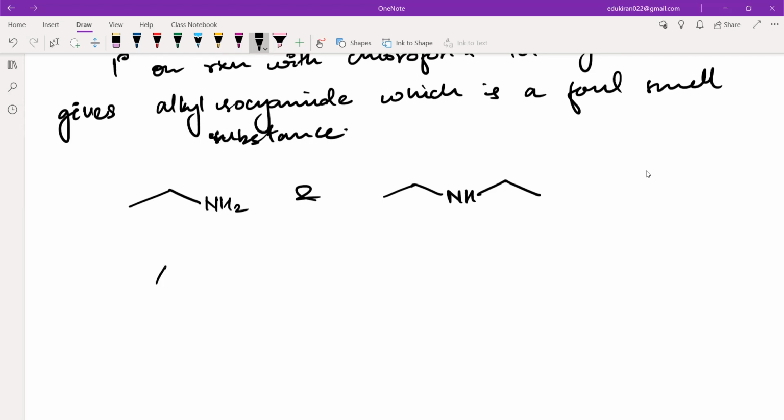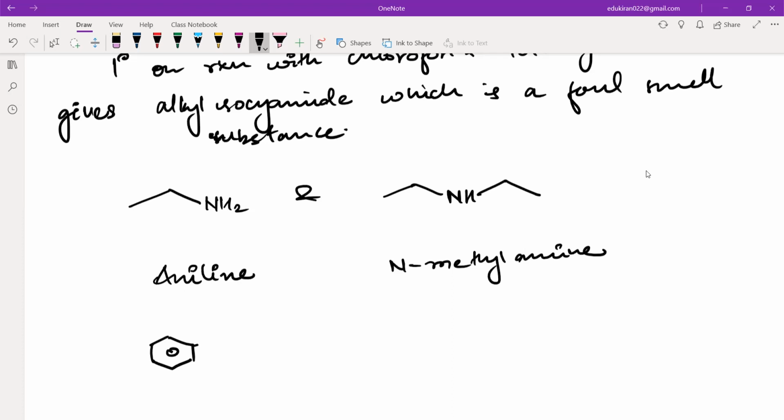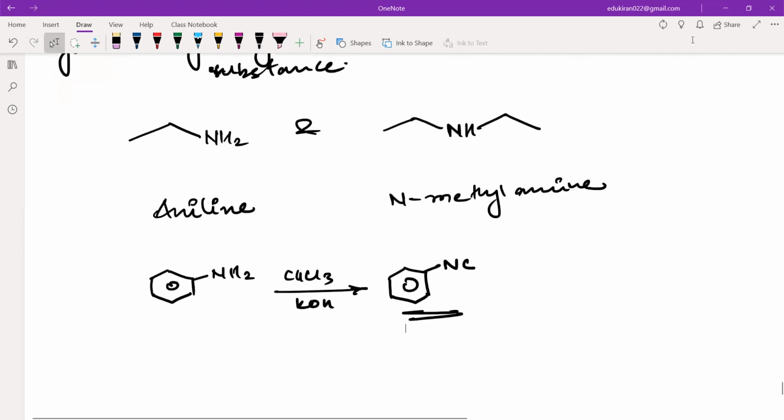एंड दे कैन आस्क यू हाउ कैन यू डिस्टिंग्विश बिटवीन एनिलीन, ठीक है, एनिलीन एंड you have N-methylamine. So यहाँ पे क्या आपके पास? Here also you have NH2, 1 degree. इसको हमने किया CHCl3 KOH, और फिर आपको क्या मिल गया? आपको मिल गया यहाँ पे NC. ठीक है, तो यहाँ पे भी आपके पास foul smelling. This is also foul smelling.